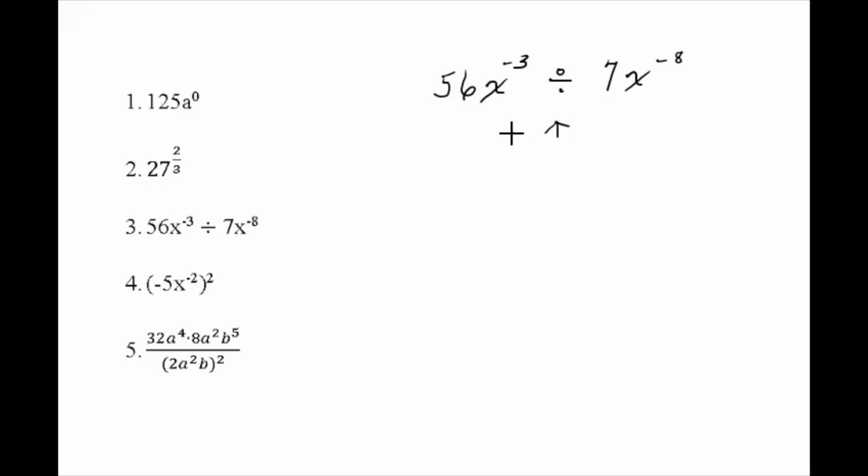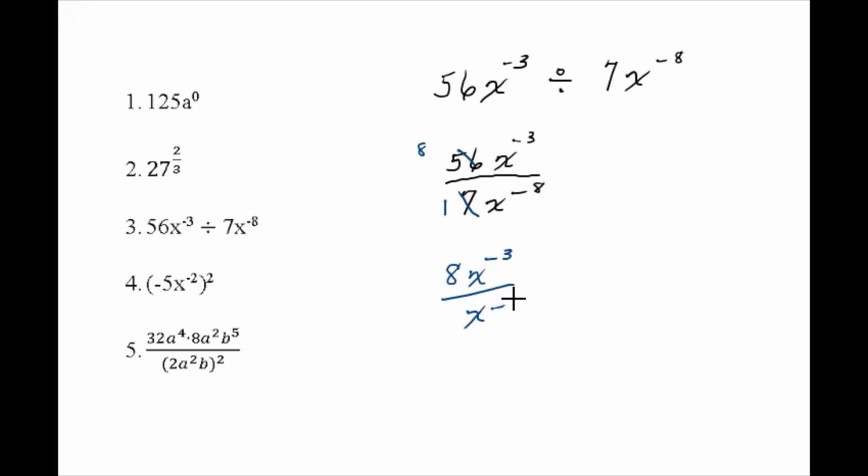So what I could do is say, okay, I'm going to take 56. I'm going to keep my negative up here, divided by x to the minus 8. All I'm doing is rewriting the problem. Instead of the division, I'm putting in the sign here, right? Now I can see here that 7 into 7 is 1, and 7 into 56 is 8. So what I'm left with then is 8x to the minus 3 divided by x to the minus 8.